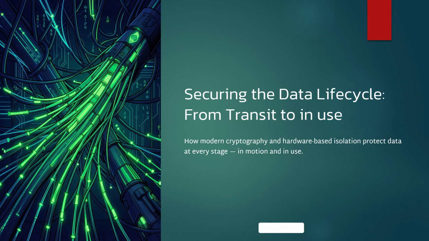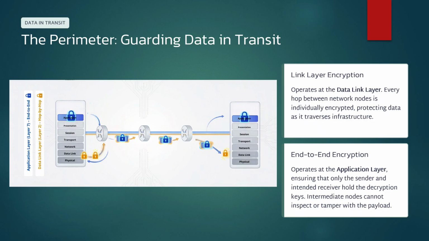So what is called data in transit? Any data that is traveling in the network from one place to another place, from one device to another device, that is called data in transit. And while it is being accessed by the memory, that is called data in use. So let's start with data in transit.